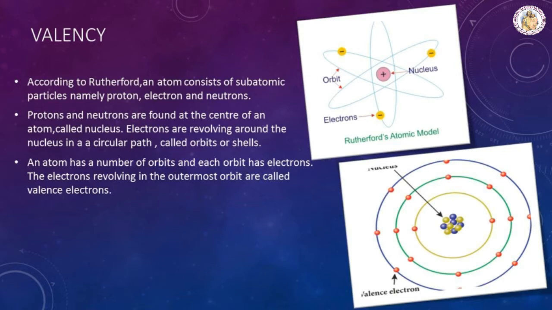An atom has a number of orbits and each orbit has electrons. The electrons revolving in the outermost orbit are called valence electrons. So in the given picture, how many valence electrons are there in the outermost shell? Yes, there are 8 electrons in the outermost shell.